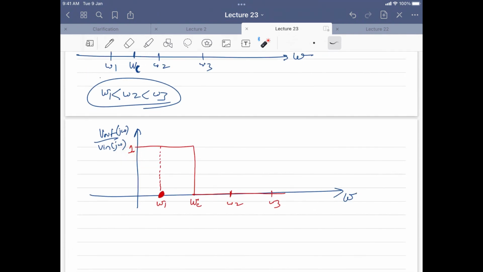So if your input is cos omega 1t and the gain is 1, then the output will be the same as V in, because this is the gain value, V out by V in. So V out by V in is 1, and your V in is cos omega 1t. So V out will be cos omega 1t. As you can see, omega 1 has a gain of 1.